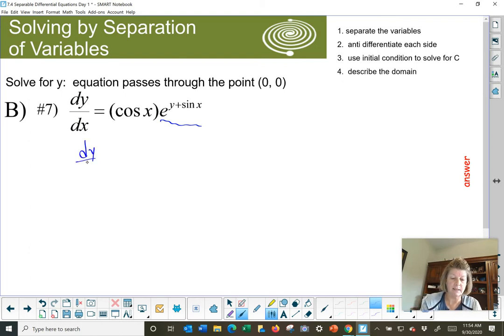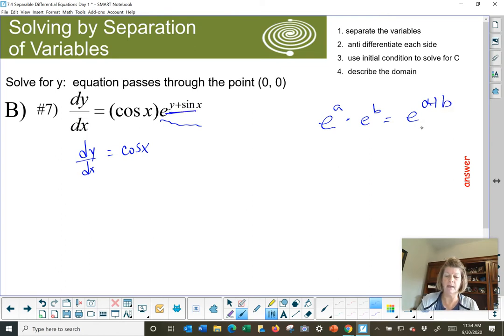So in order to be able to separate those variables, I've got to be able to write them separately. Do you recall that e to the a times e to the b equals e to the a plus b? So now if I'm starting with an a plus b, I can swing it back into individual bases. So I'm going to call this e to the y times e to the sine of x. And that allows us to get those two variables separated right there.